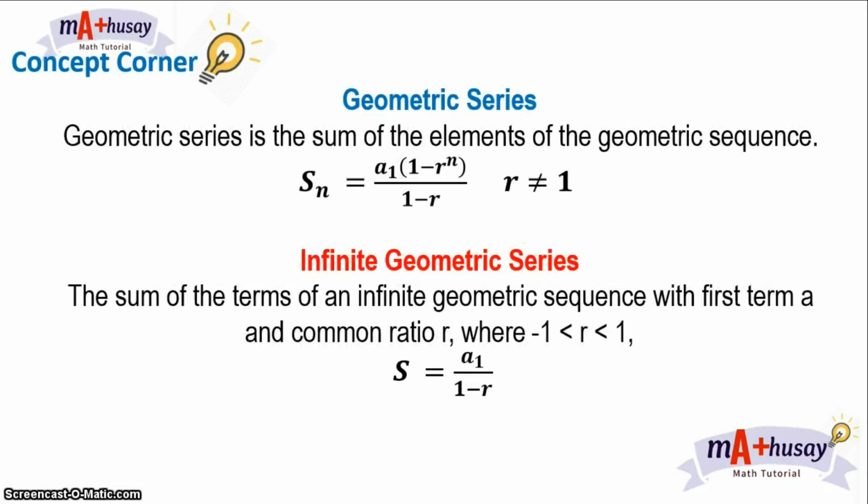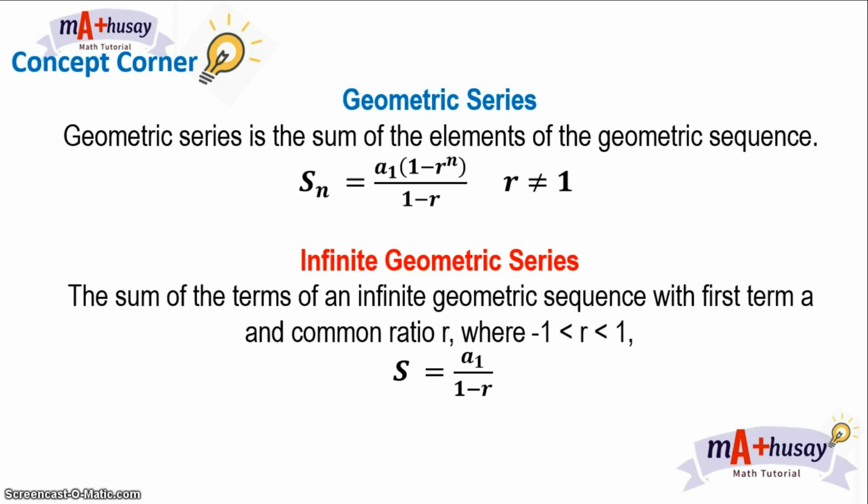In Lesson 14, Part 1, you have learned how to find the sum of the first n terms of a geometric sequence using the formula S sub n equals the first term times the quantity of 1 minus r raised to n, all over 1 minus r, provided your common ratio is not equal to 1.